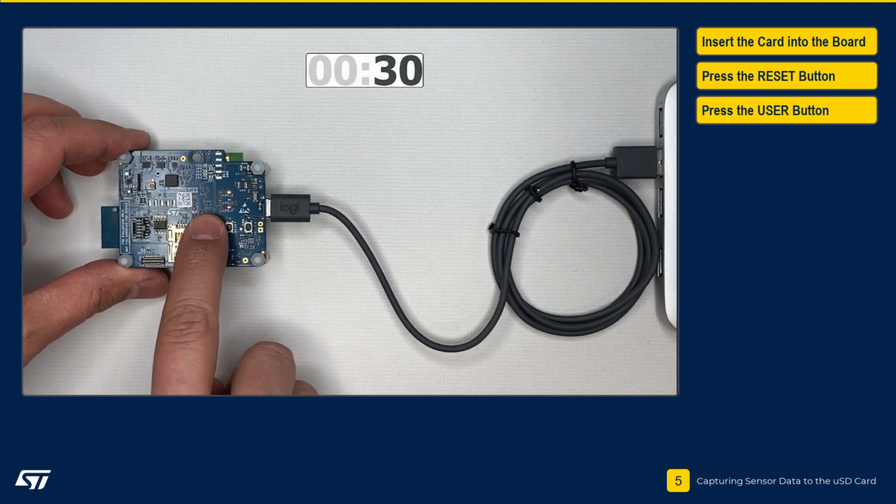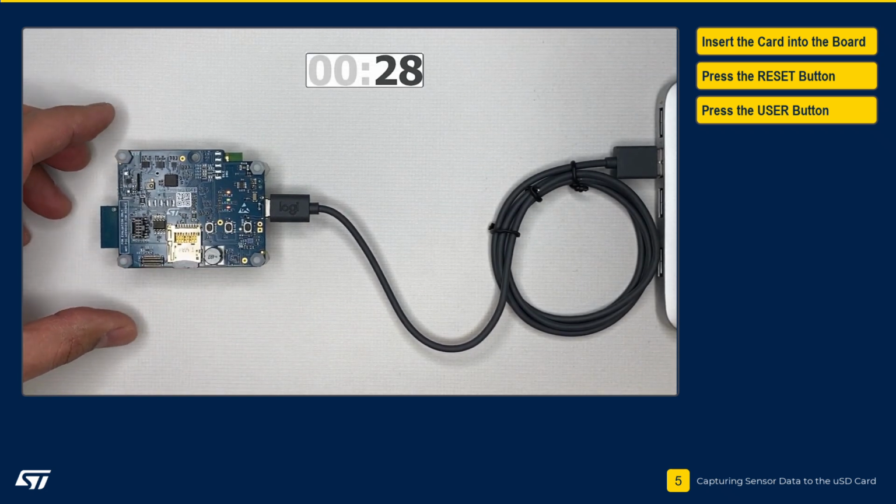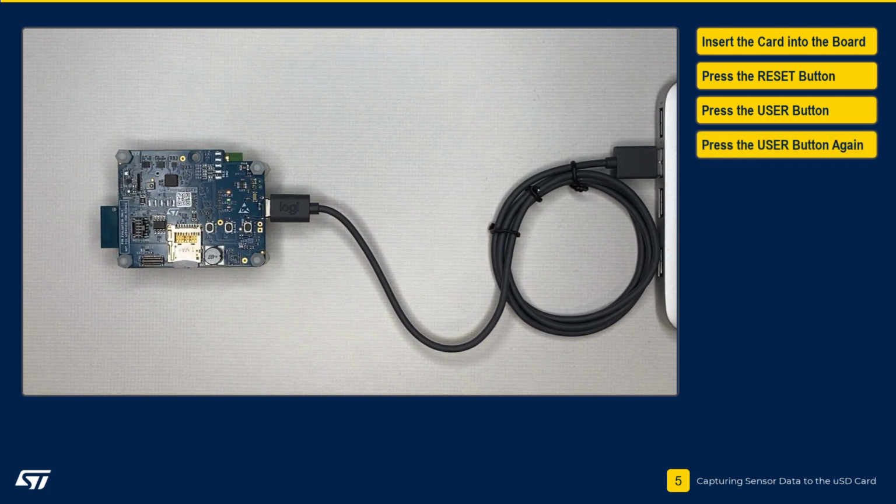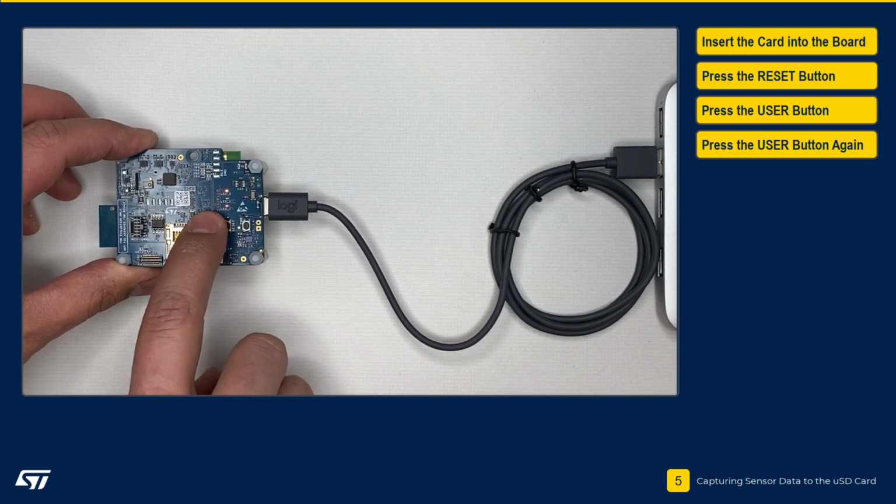We will run the capture process for 30 seconds. The green LED will start blinking once every second, indicating that data is being read from the sensors and written to the micro SD card. Press the User button again after about 30 seconds to stop the capture.